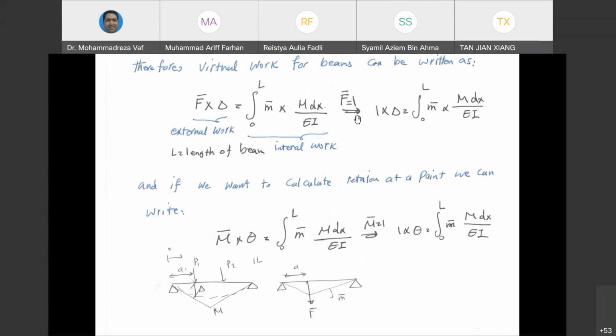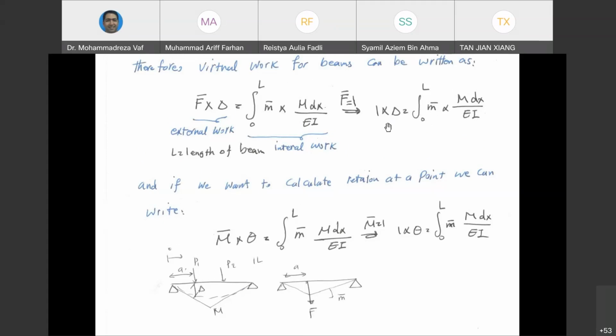As I said, f bar equals 1. So you need to calculate this integral. This integral, as you can see, is from 0 to L, meaning all over the length of your beam. So m bar comes from this structure, m comes from this structure. You just multiply them by each other, calculate the integral, and after that, calculate delta.